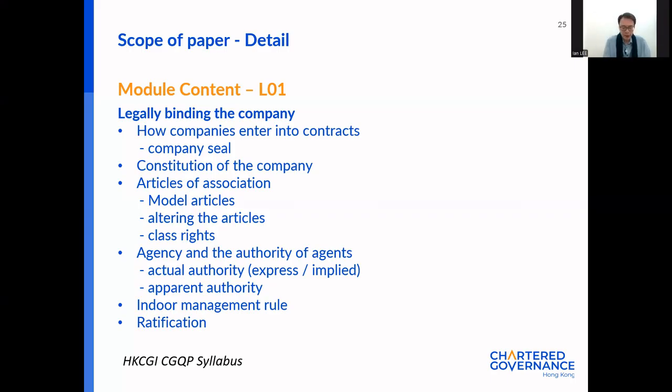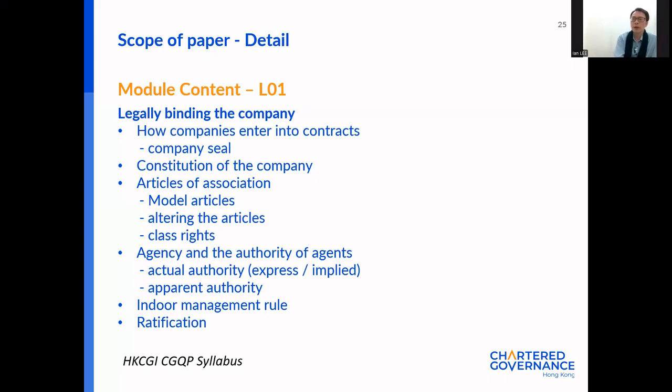There is the statutory indoor management rule, and there is also the common law indoor management rule. Statutory, of course, is by the sections in the ordinance, whereas the common law is based on the Turquand case, and that is why it is called the Turquand rule. In that case, it is basically saying that if it appears that you actually do have authority to sign a contract, but there might be an internal rule limiting your power on how much you can sign a contract for.